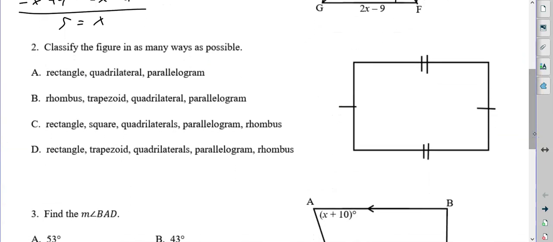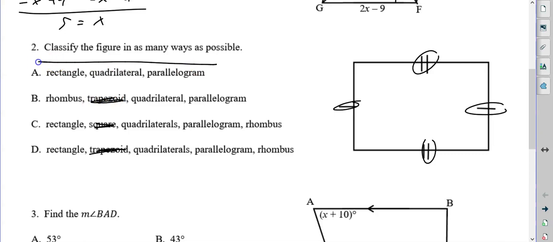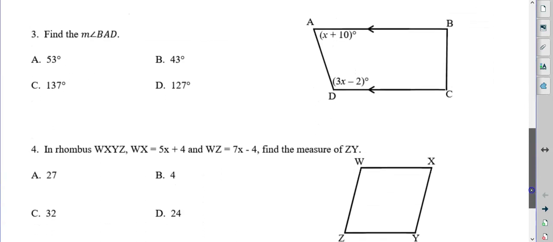Okay, classify this in as many ways as possible. Well, with multiple choice, I'm going to go by removal. D cannot be it because this is not a trapezoid. Also, notice how these sides are one length and these sides are another length. Can't be a square. Again, can't be a trapezoid. So there's my answer right there. It's a rectangle, a quadrilateral, and a parallelogram. So use smart test-taking skills when you're doing this.